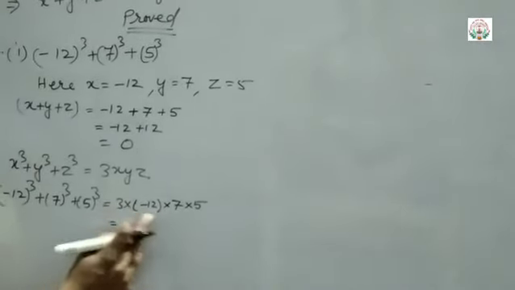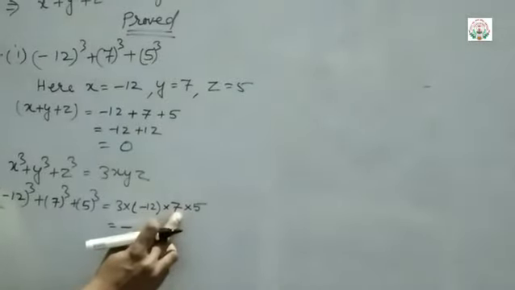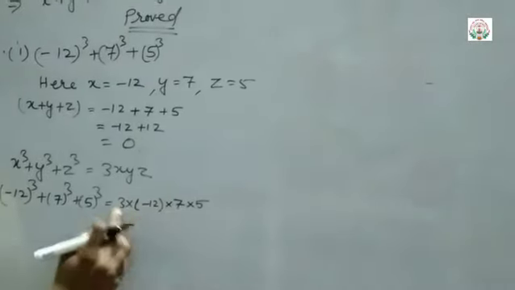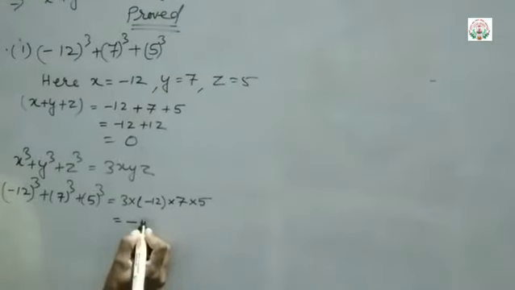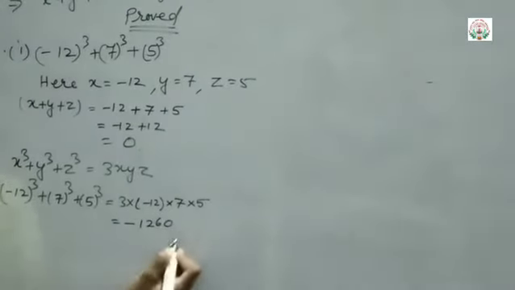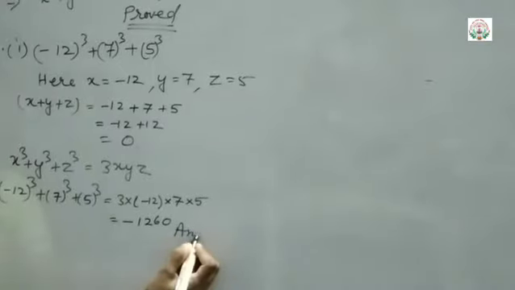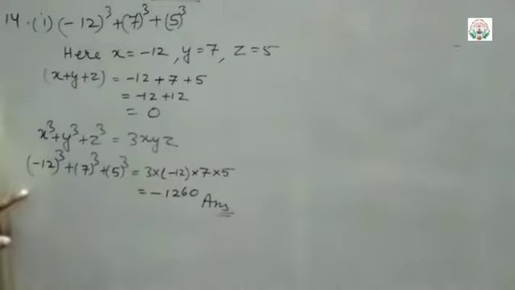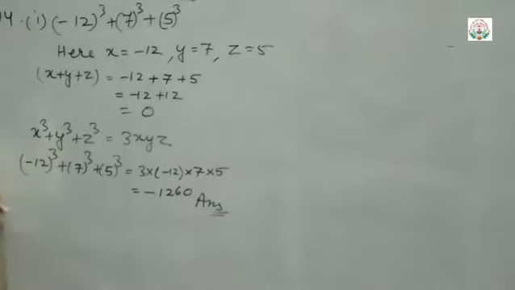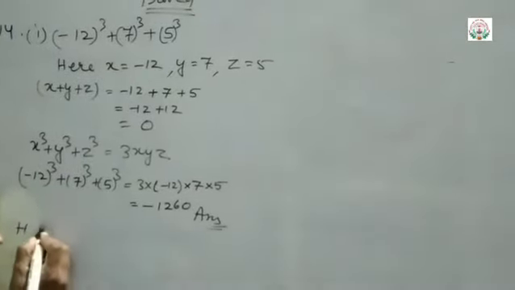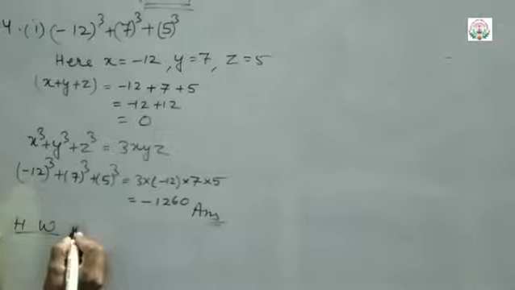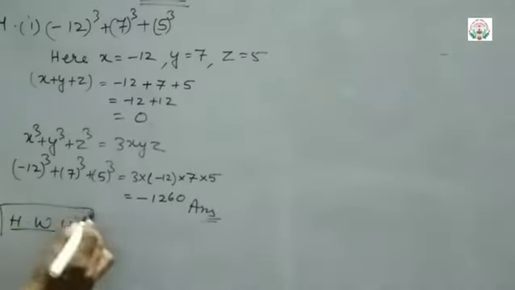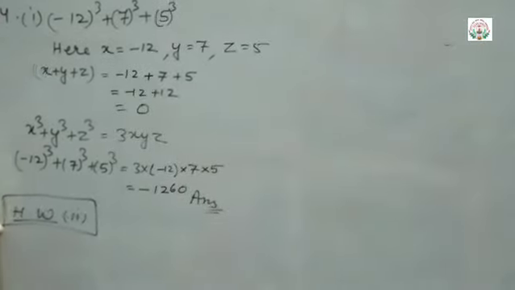Minus this one, 35. 7 fives are 35, 35 twelves are 420, 420 into 3 will be 1260. On calculation, see this. Okay, answer. In the same way, the next question is your homework. The second one is homework. Same way you have to do. 14th, second part is your homework. Same way it will be done.